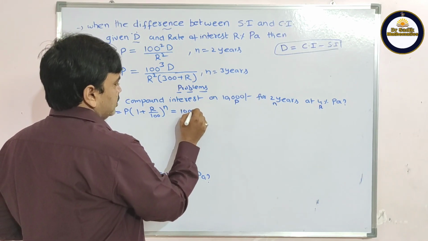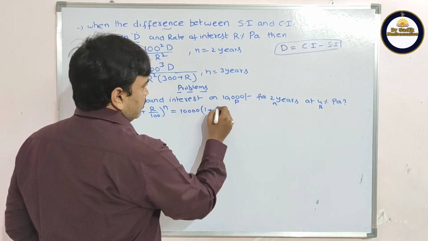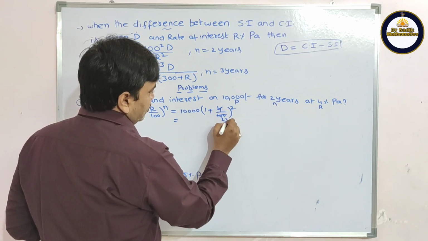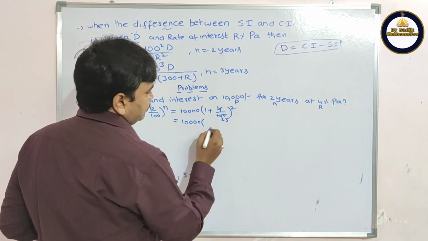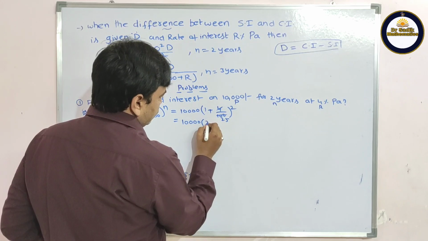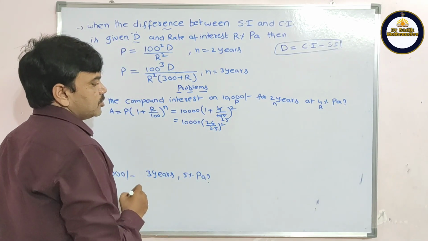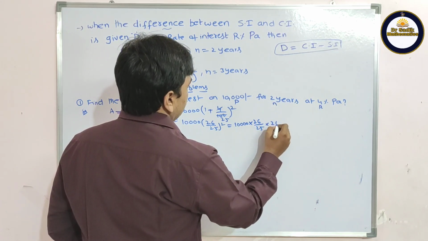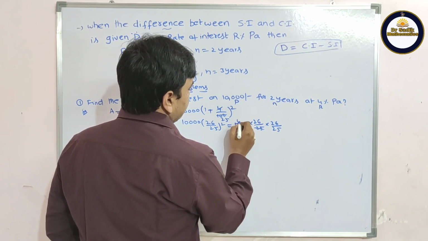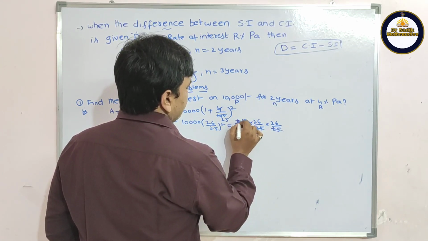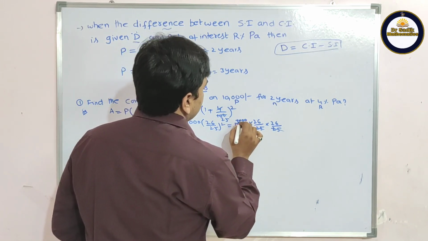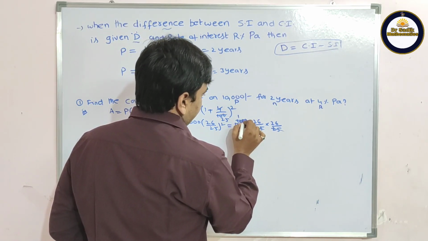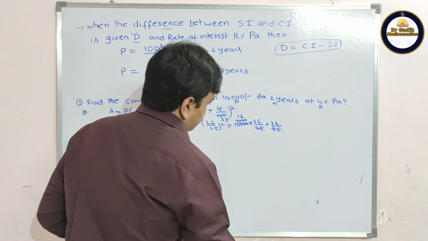So 10,000 into (1 plus 4 by 100) whole power 2. 4 in 100 is 25 times. So we get 10,000 into (25 plus 1, 26 by 25) whole square, that is equal to 10,000 into 26 by 25 into 26 by 25. 25 in 10,000, 400 times. Again 25 in 400, 16 times.